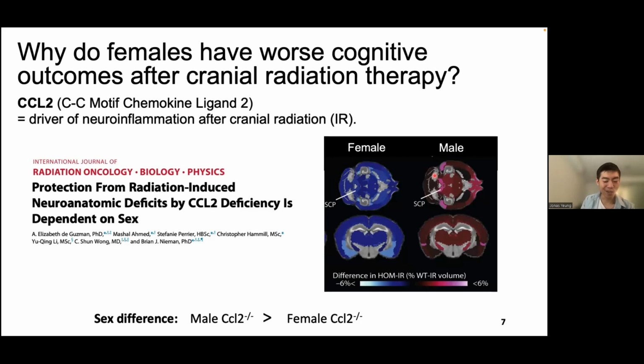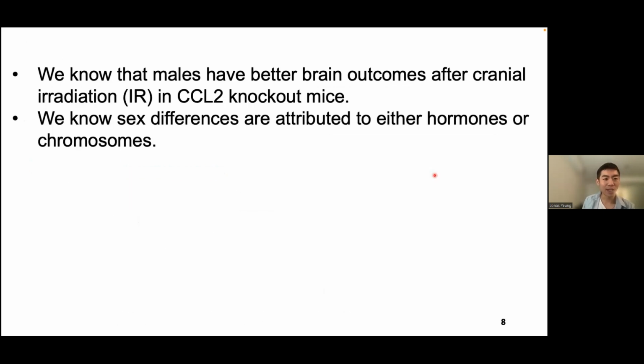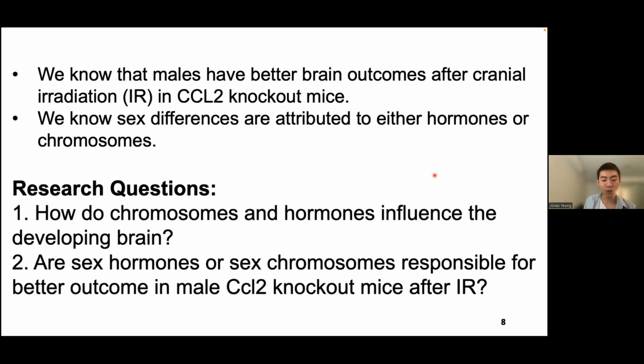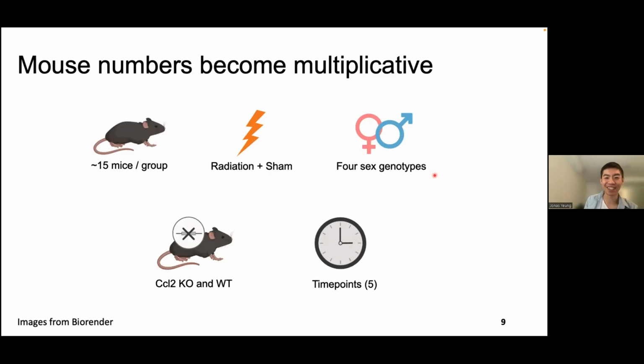And so to summarize what we know so far, we know that males have better brain outcomes after radiation in CCL2 knockout mice. And we also know that sex differences are attributed to either hormones or chromosome effects. And this leads to the two research questions that I want to ask. One, how do chromosomes and hormones influence the developing brain? And two, are sex chromosomes or sex hormones responsible for the better outcome that we observed in male CCL2 knockout mice after radiation? So to answer this question, we need a lot of groups and a lot of mice. So just kind of steal a page from my advisor.